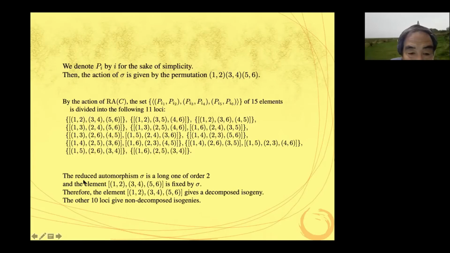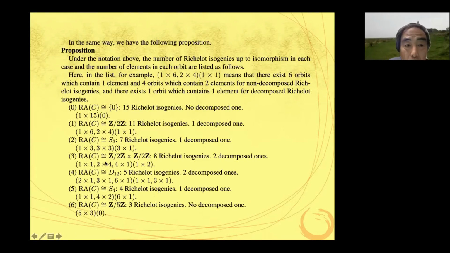So anyway, the reduced automorphism group sigma is a long element of order 2, and this one is fixed by sigma. This one gives a decomposed Richelieu isogeny, but the other 10 loci give non-decomposed isogenies. So the proportion is, we can calculate for each case.